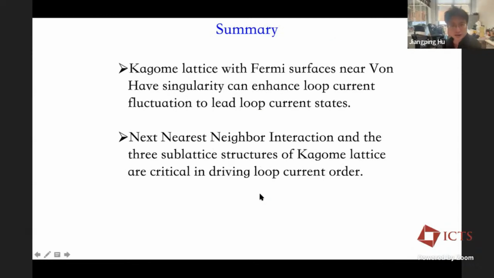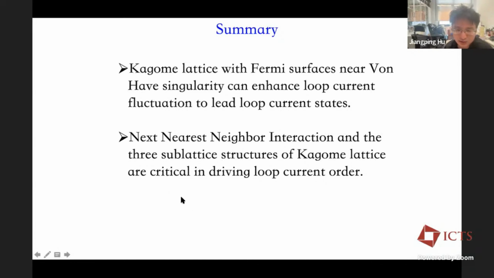So in summary, I think if you have this Kagome lattice with the Fermi surface near the Van Hove singularity, it can actually enhance the loop current fluctuation to lead to loop current states as the ground state. And I think the next neighbor interaction and the three sublattice structure of the Kagome lattice are combined together.